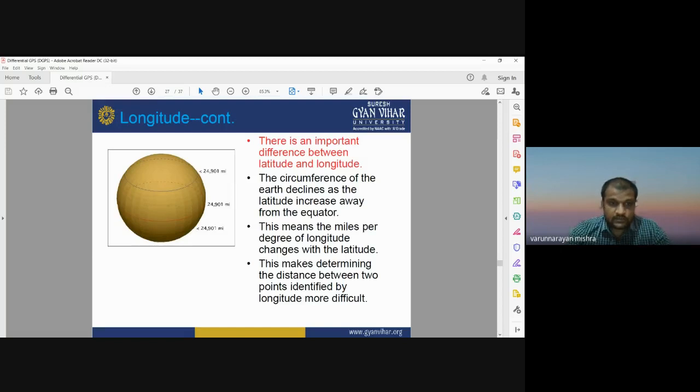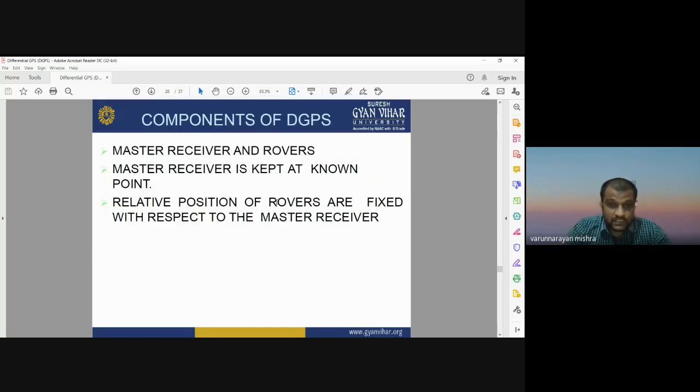I'm not going into details. So the components of DGPS: there should be a master receiver and a rover. The master receiver is kept at a known location, that is the base station, and the relative positions of the rover are fixed with respect to the master receiver. The two basic components are the master receiver, or base receiver, and the rover receiver. The rover receiver calculates the relative position with respect to the master receiver.